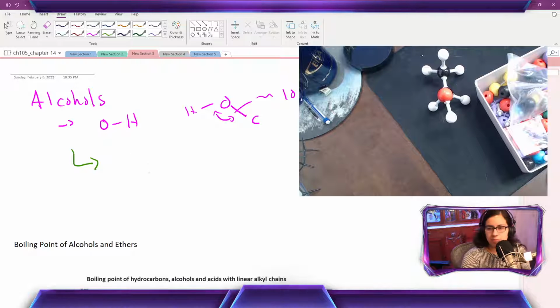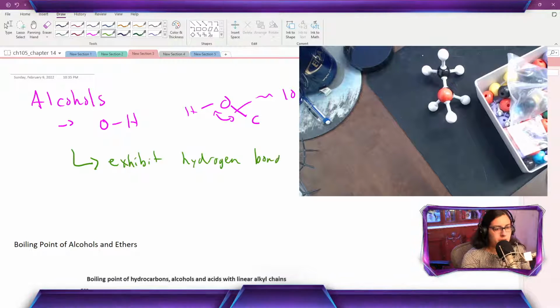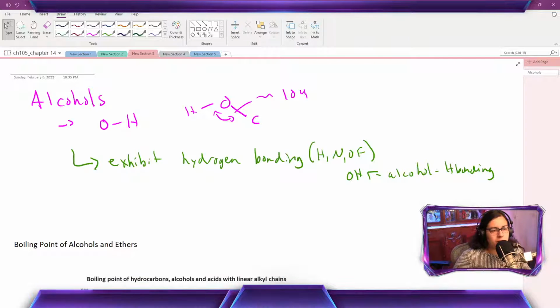And so our hint here is that alcohols exhibit hydrogen bonding. If you remember, hydrogen bonding is anytime you have hydrogen bonded to nitrogen, oxygen, or fluorine. So of course, if you have an alcohol, this equals H, or hydrogen bonding. And if you recall from last quarter, hydrogen bonding is very strong. So H bonding, strong intermolecular force.